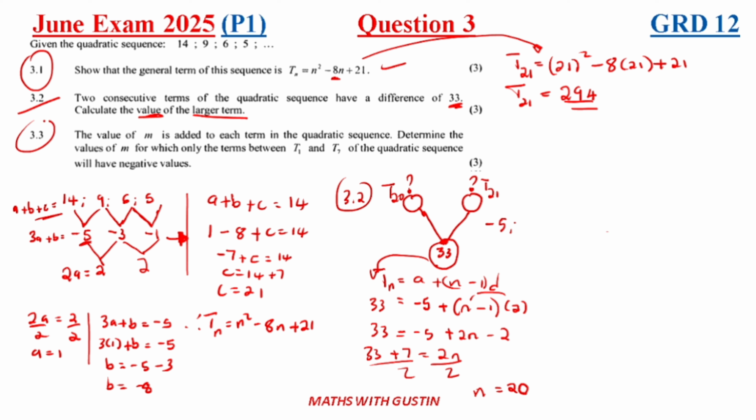Right, so now 3.3 said the value of m is added to each term in the quadratic sequence. Okay, so this is quite interesting. Determine the value of m for which only the terms between t1 and t7 of the quadratic sequence will have negative values. Okay, so let's go ahead and find t1. So this is 3.3.